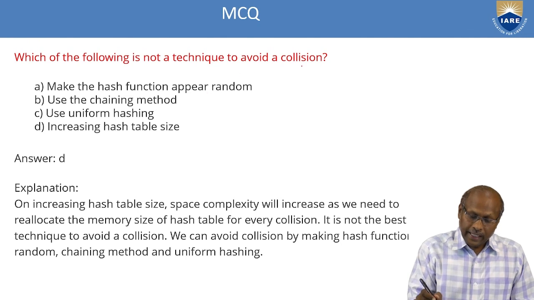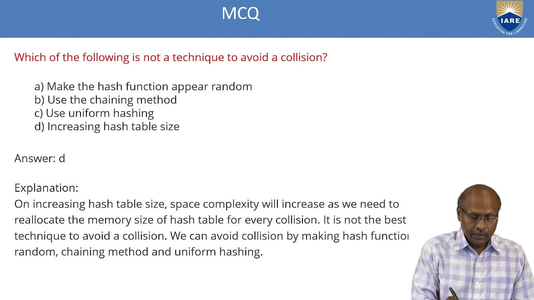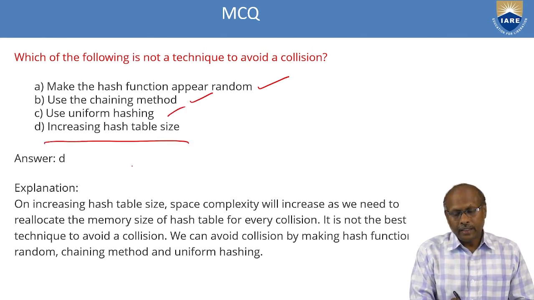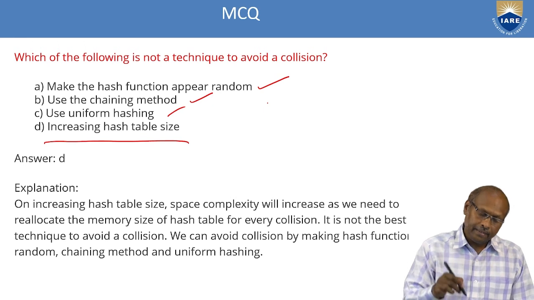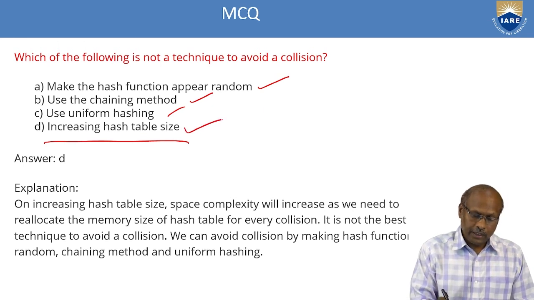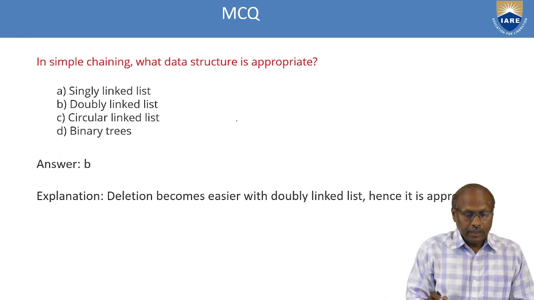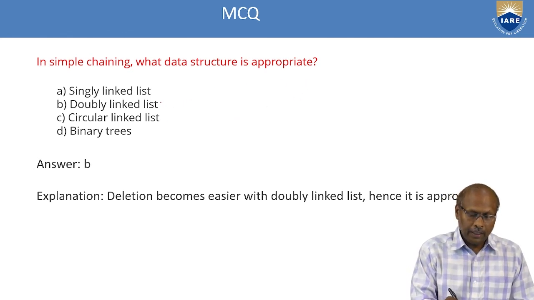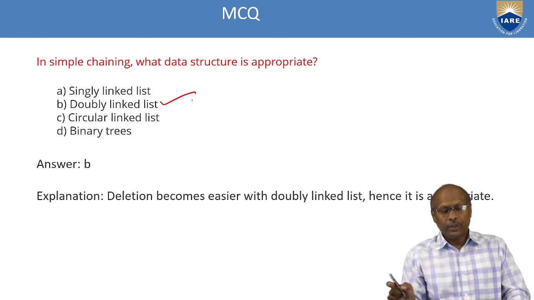Which of the following is not a technique to avoid a collision? Make the hash function random, okay. Chaining, okay. Random hashing. But increasing hash size is not collision resolving. It is rehashing. So the answer is B. In simple chaining, what data structure is appropriate? The answer is a doubly linked list. You can traverse left to right.